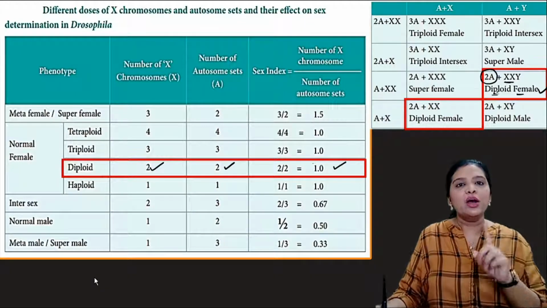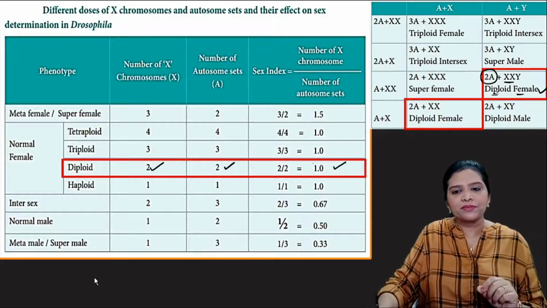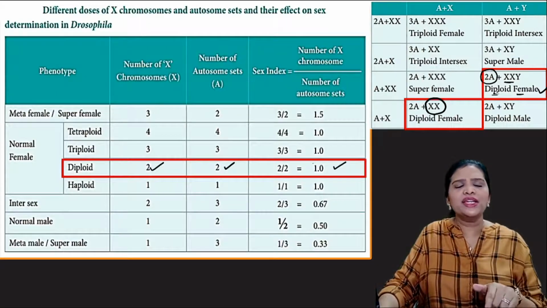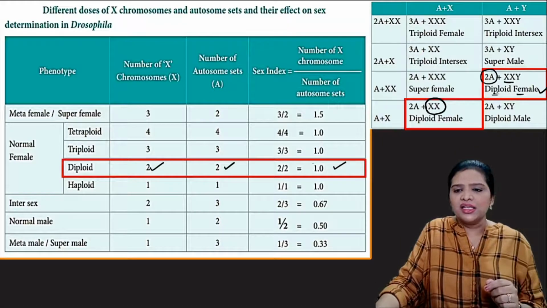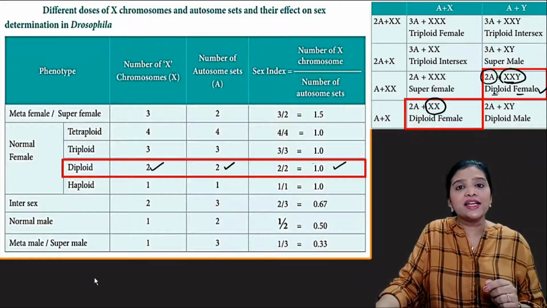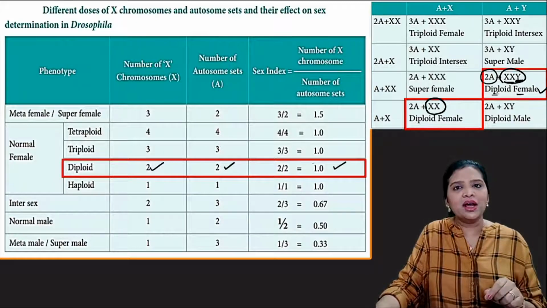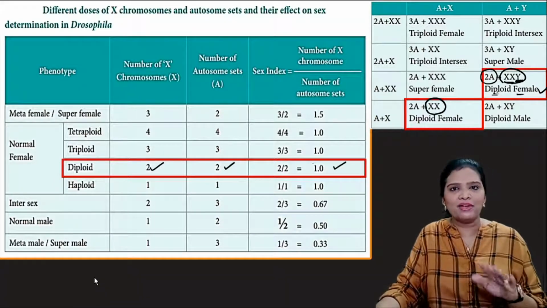Got it? Now, you have a doubt here. Look here. When the organism has XX, you are telling it is a female. Here, the organism has XXY, one extra Y is also there. In that case also, you are telling it is a female. How, ma'am? You have a doubt, right?